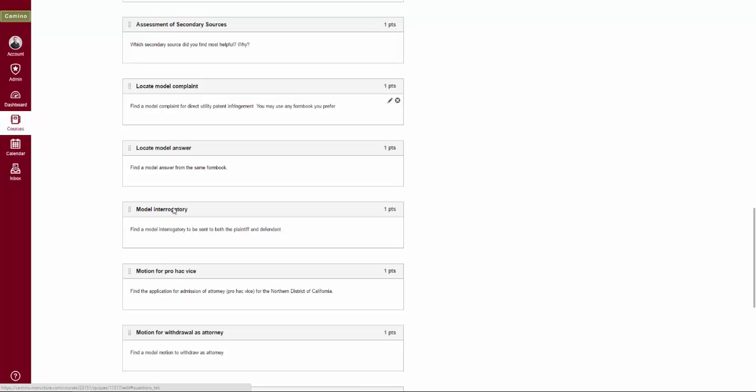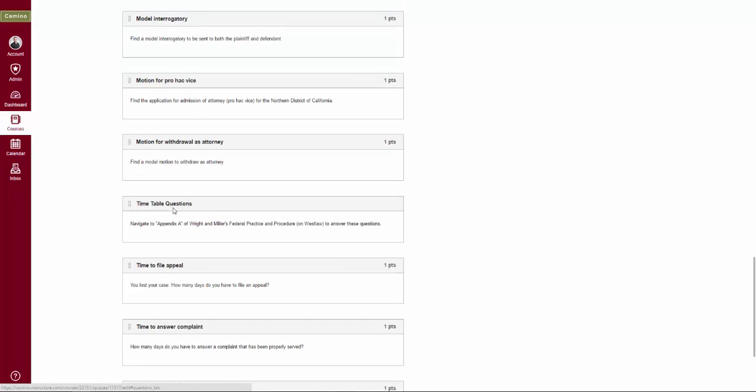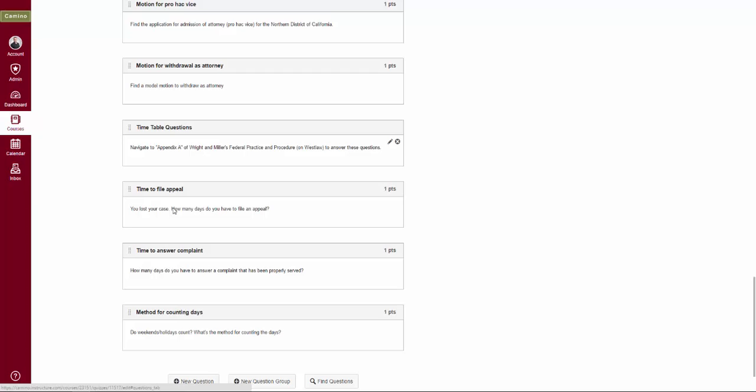We're going to be looking at model complaints and answers that would be applicable for this cause of action, model interrogatories, model motions, and then for the remainder of the assignment, we're going to be working within Wright and Miller's Federal Practice and Procedure, which is considered pretty much the Bible for federal procedure.